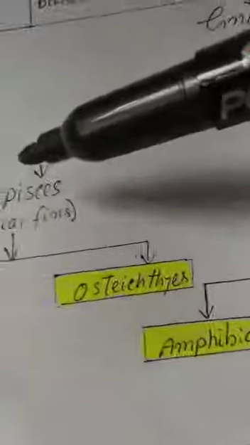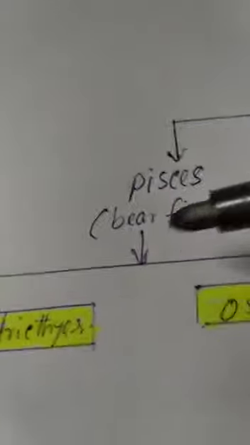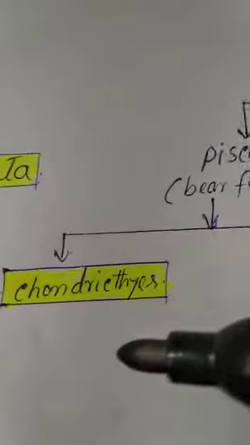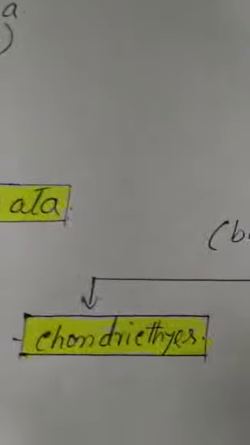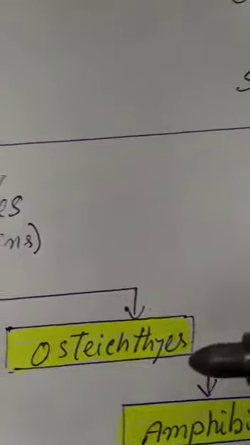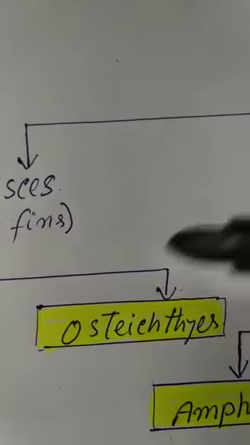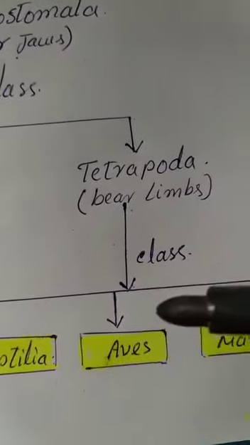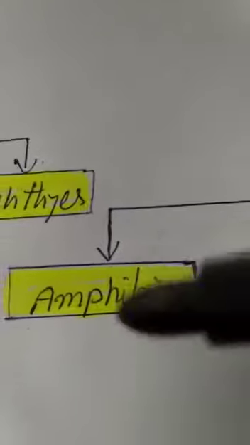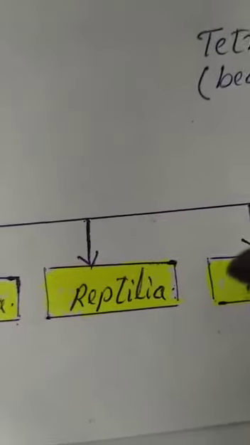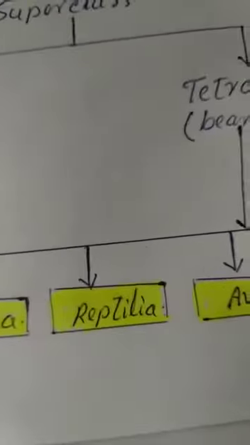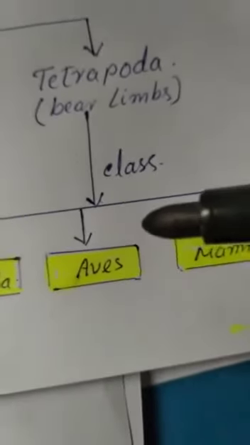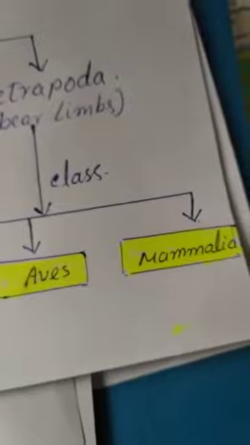Now this superclass Pisces is divided into two classes. Number one is Chondrichthyes, which we also call cartilaginous fishes, and the second class is Osteichthyes, which are also called bony fishes, with different characters. Now this superclass Tetrapoda, those animals which bear limbs, is divided into four distinct classes. Number one is class Amphibia, number two is class Reptilia, number three is class Aves, and number four is class Mammalia.